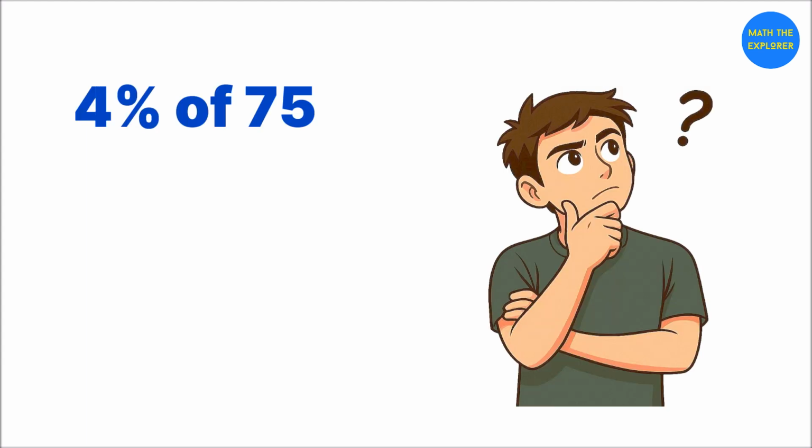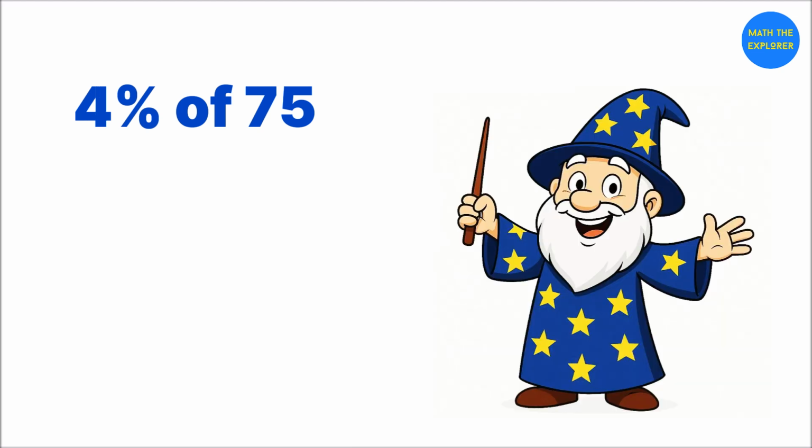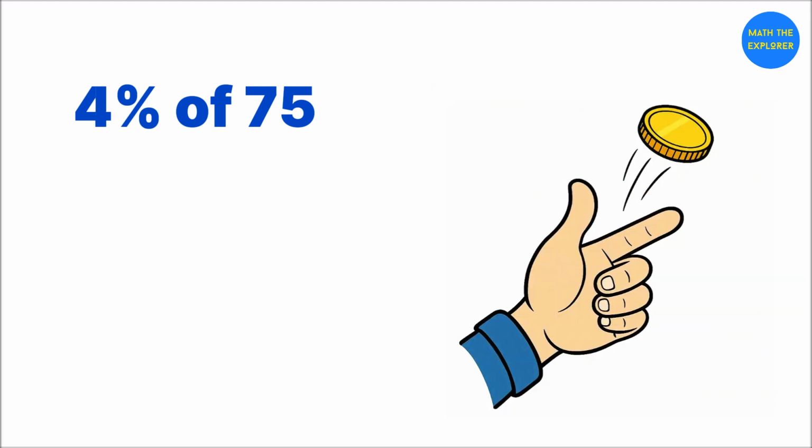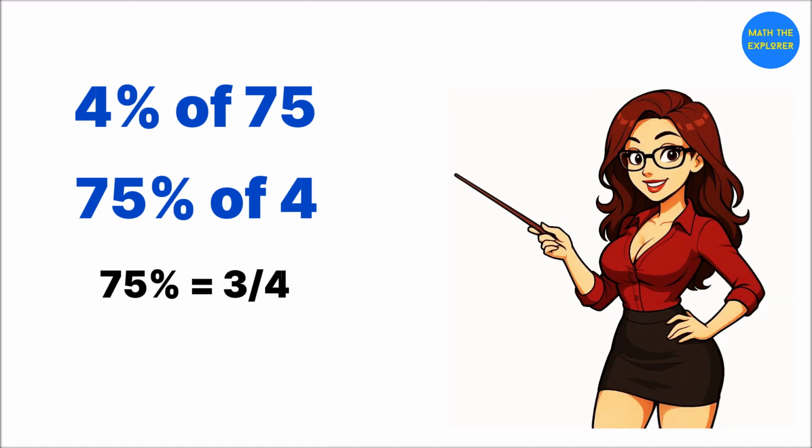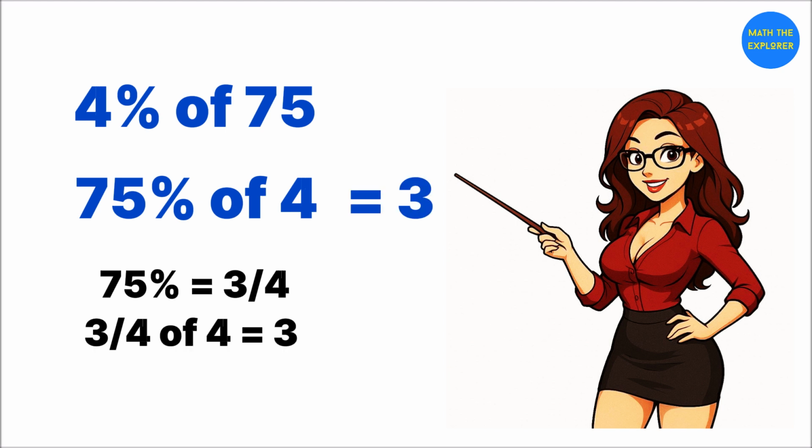What is 4% of 75? Now, at first glance, this doesn't look like an easy calculation, right? But here's a simple and powerful trick that makes it effortless. Like the first example, instead of calculating 4% of 75, we'll flip the numbers and find 75% of 4 instead. Since 75% is equal to 3 over 4, and 3 over 4 of 4 is exactly equal to 3. Therefore, 4% of 75 is also equal to 3.